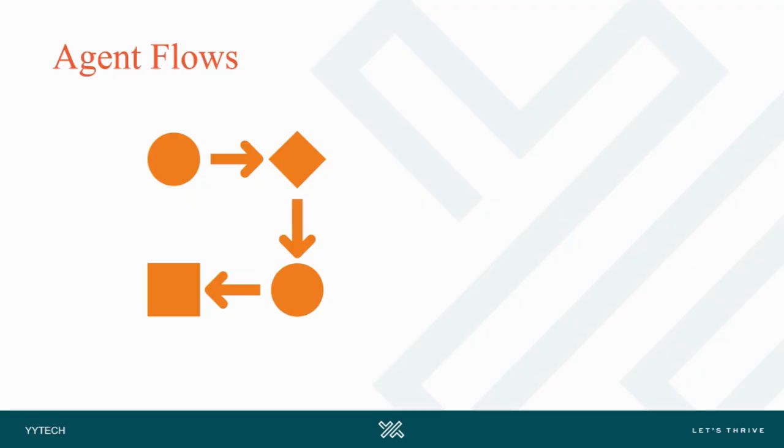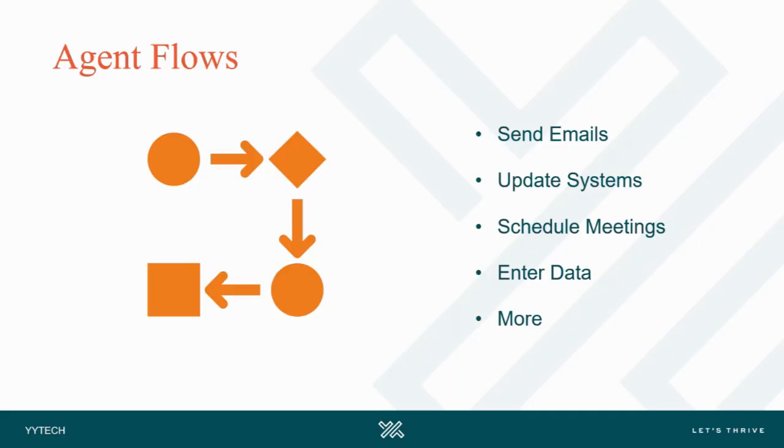Copilot Studio also allows you to create flows. Flows are automated workflows built to work together with your agents, completing actions like sending emails, updating systems, scheduling meetings, data logging, and even more. Flows can be triggered manually by a user, when called by the agent itself, on a schedule, on reception of an email, and more triggers.